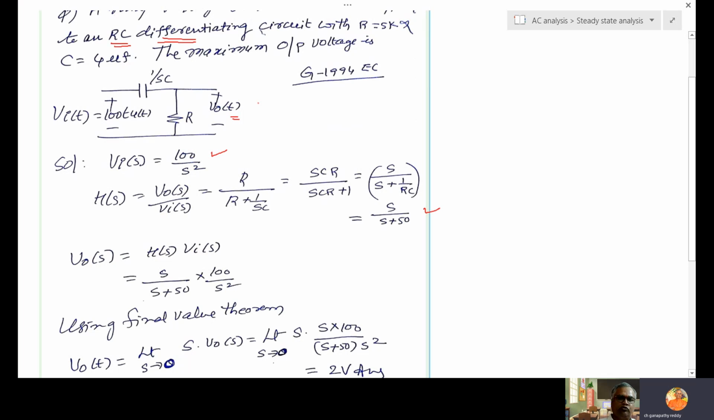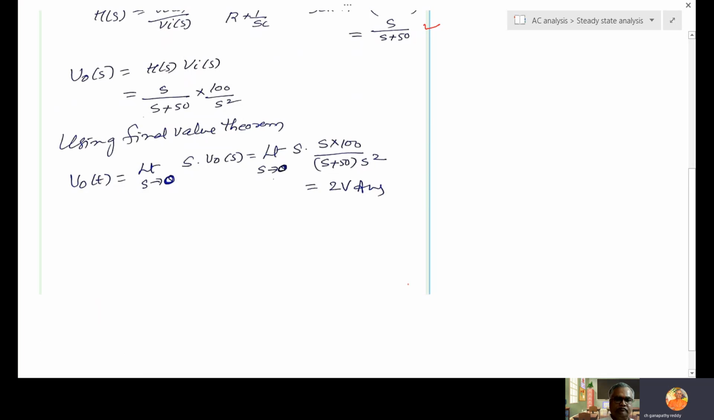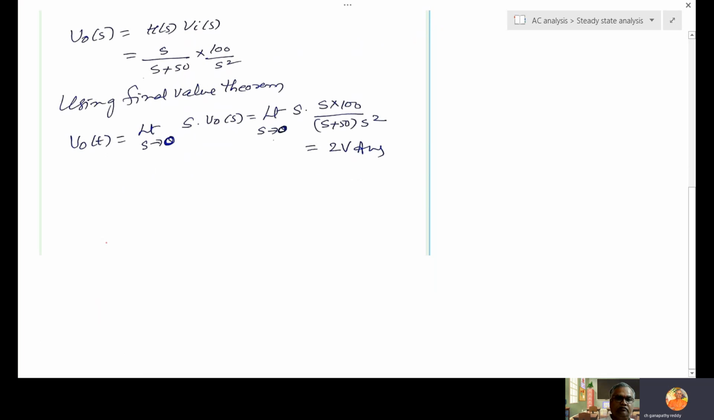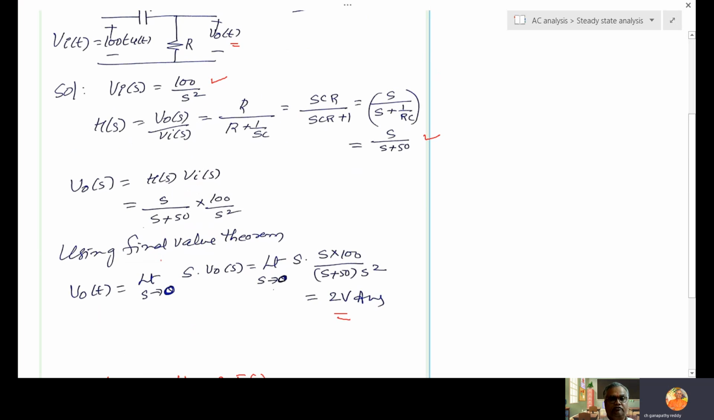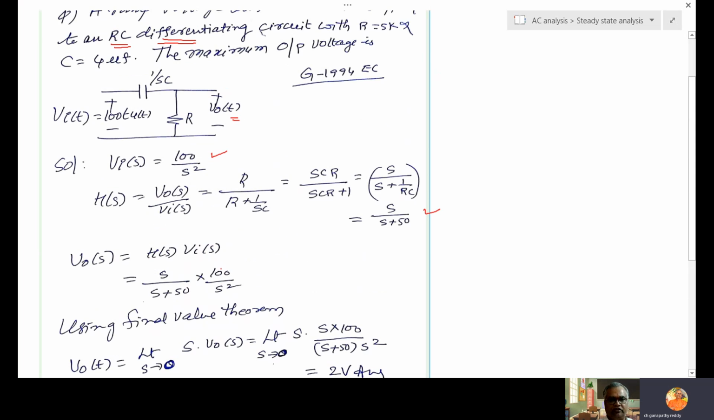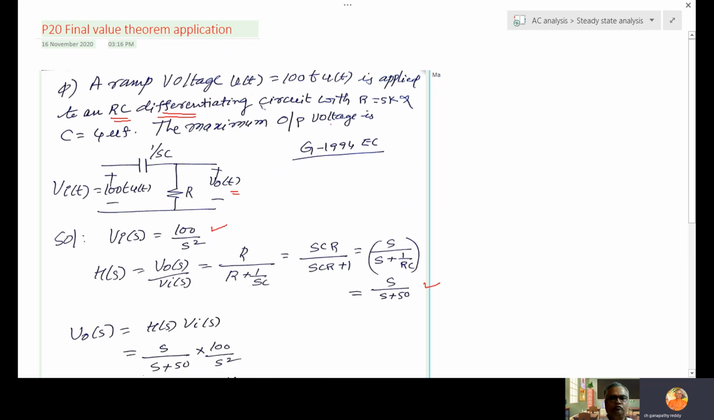So V naught of s. But here it asks for the maximum output voltage. So using the final value theorem. What is the final value theorem? If you recollect, f of infinity is nothing but limit s tends to 0, s into F of s. So limit s tends to 0, s into V naught of s. Substitute, simplify, you get 2 volts. So indirectly, we are using the final value theorem to find the maximum output voltage.